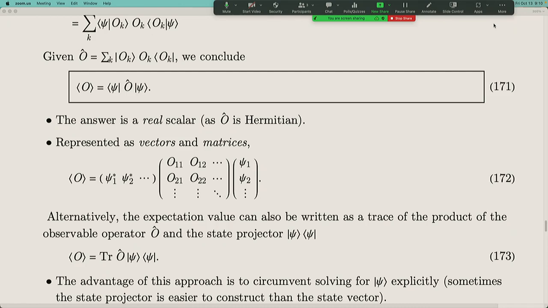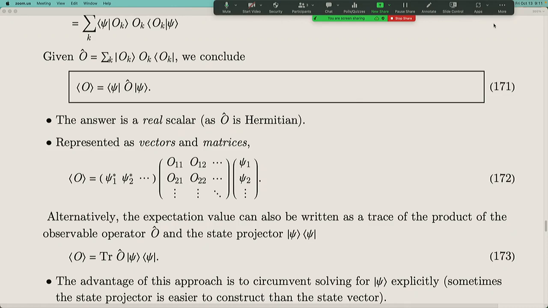Alternatively, there's another way to write the expectation value as the trace of the product of the observable operator and the state projection operator. This is the projection operator of the state, which means you are moving this row vector to this side. Once you move this row vector to this side, this column vector and the row vector multiplied together will give you another matrix. So now you have a matrix. If two matrices multiply together, the resulting thing is still a matrix. Now I want to get a scalar on the other side. What I need to do is take the trace.